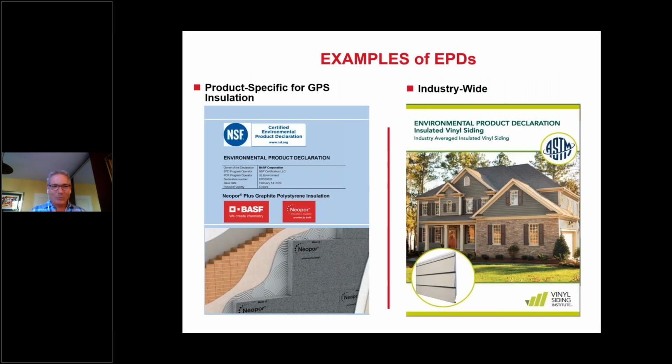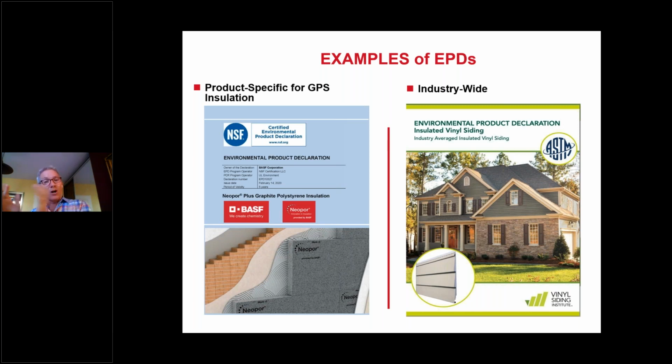So with that in mind, what does it look like? Well, here's just two that I cut and pasted from the internet. And since we're going to be talking about graphite polystyrene foam as an example, I downloaded that one. So that would be a product specific EPD. One company tells you all of the inputs and all the environmental burdens that their product creates over a certain number of years, and then maybe you tear it down and haul it to the landfill, or maybe you tear down the product and you recycle it. So all that will be in their EPD.